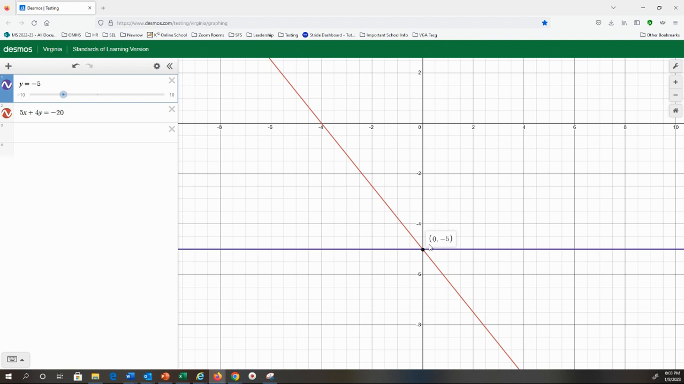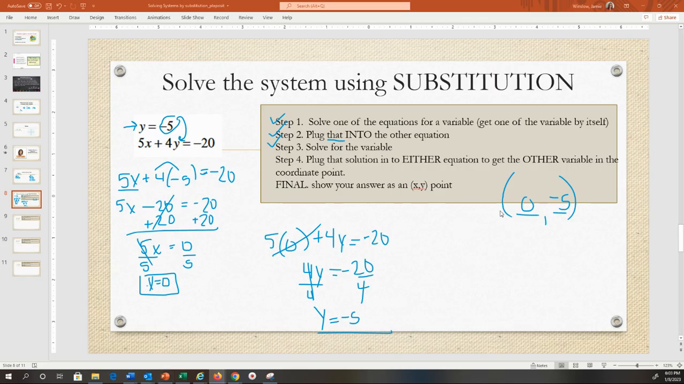There it is. (0, -5). That's the solution that we found, right? So you can always double check your work.